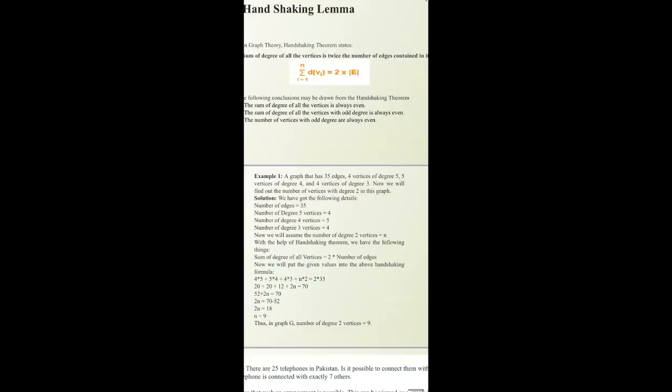Now we will see another example in graph theory.